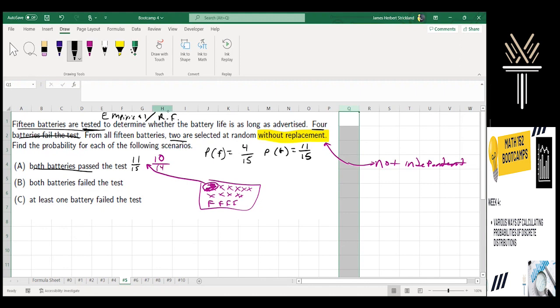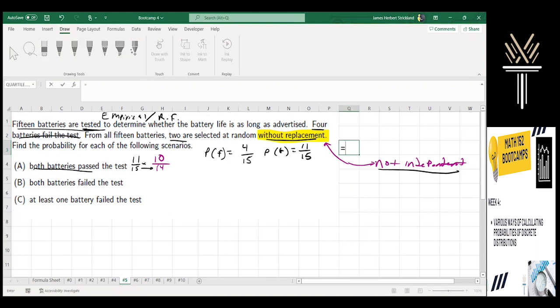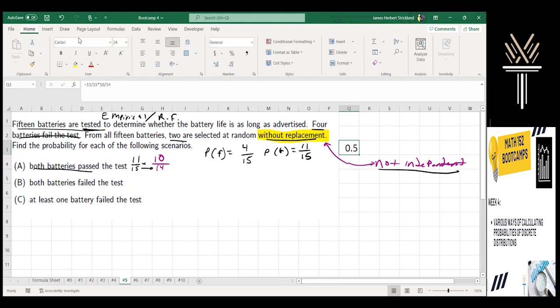So when we see without replacement, it's not independent. We still multiply our probabilities together because multiple probabilities is multiplying. But notice that the denominator, the base, changes. Not always the numerator, but the base will always change because there's 1 less item each time. So in this case, we have 11 15ths times 10 14ths. 11 15ths times 10 out of 14. Just write the whole thing in straight. And let's fix our decimal because I'm pretty sure that's not 0.5. And look at that. Always check your decimals.